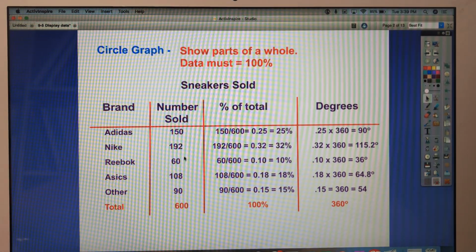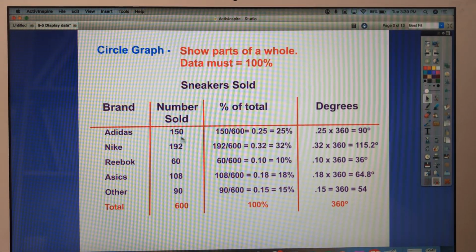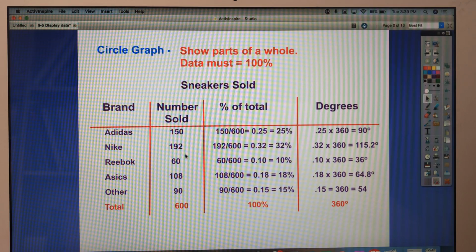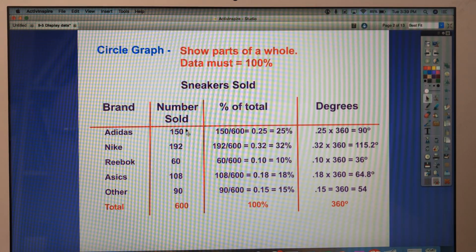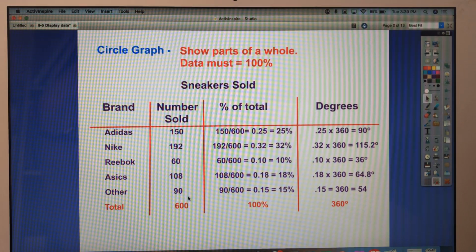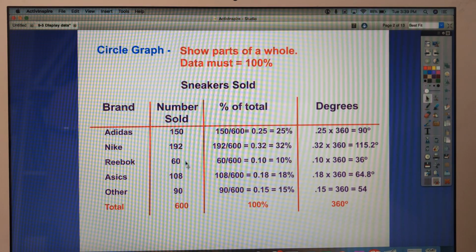I do, as my example, 150 people bought Adidas, 192 bought Nike, 60 bought Reebok, 108 bought Asics, 90 bought other. You must add up the total of numbers sold. Often they do not give you that information. So if you're getting just data of items sold in a variety, you have to have a total. Now, we need to know what percent each brand was of the total.